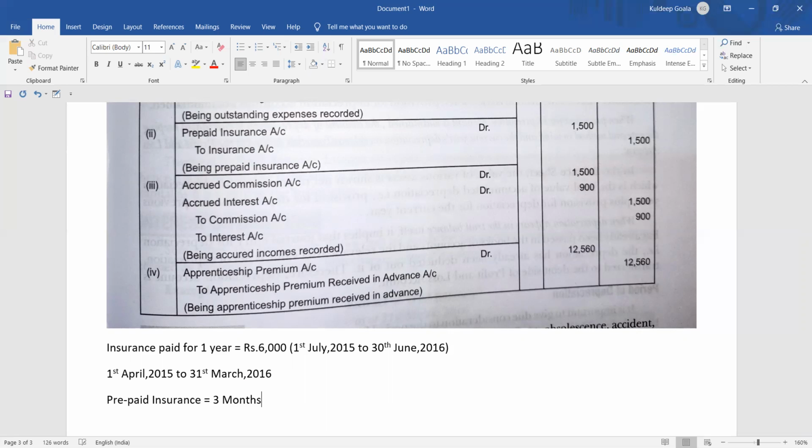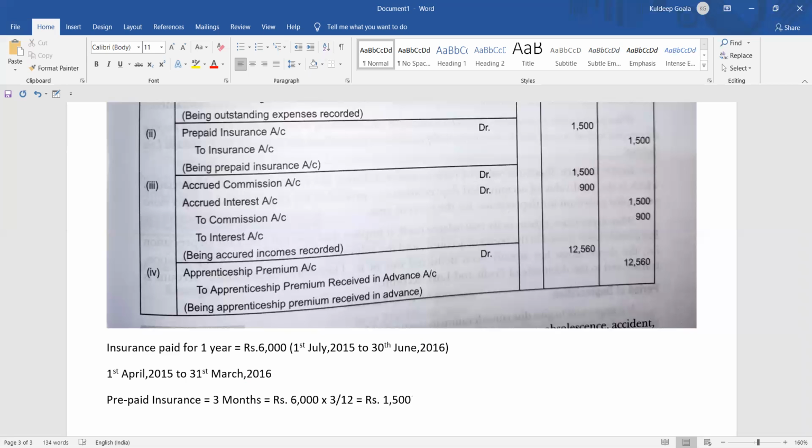For 3 months, how much will it be? 6,000 rupees is for the whole year, isn't it? So just divide it by 12, or you can say like this, for 3 months it will be 3 divided by 12. So how much does it come to for 3 months? It will be 1,500 rupees.